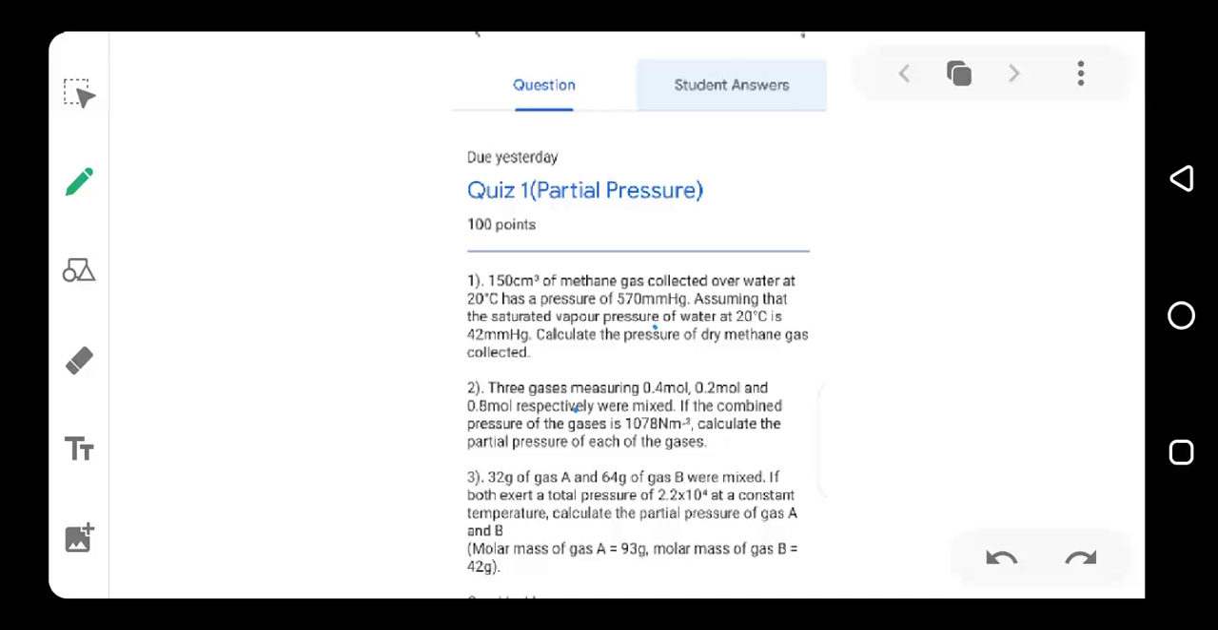And welcome to this lesson. We want to look at the question given to us on partial pressure. The quiz given, we are going to solve the quiz together in this lesson.